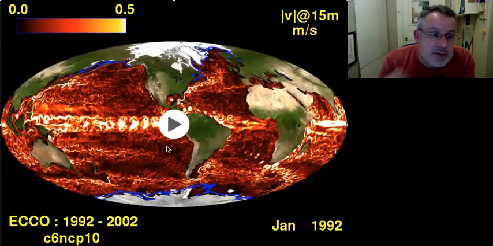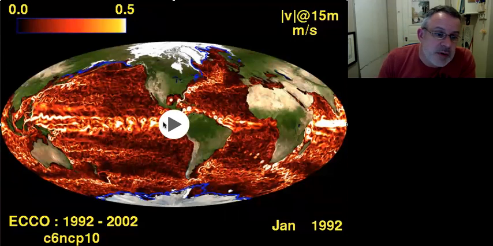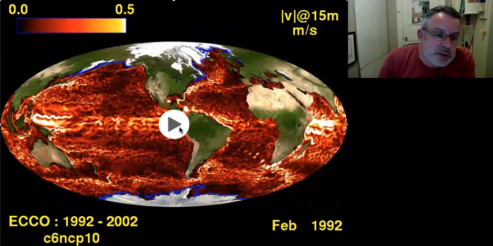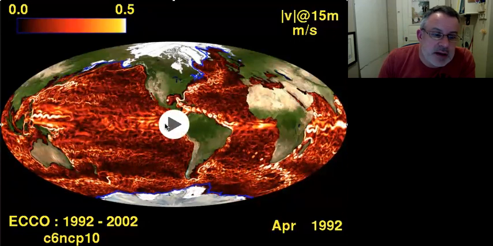Here's a different way of visualizing it. This is just focusing on the velocity field. Oops, I wanted to start playing. This is just focusing on the velocity field, not on the salinity and temperature.